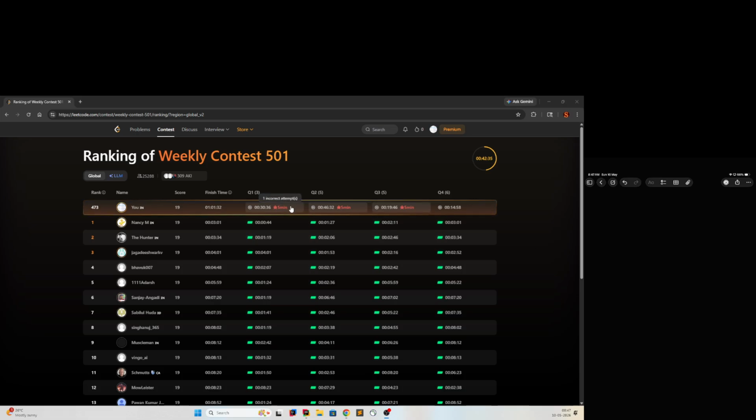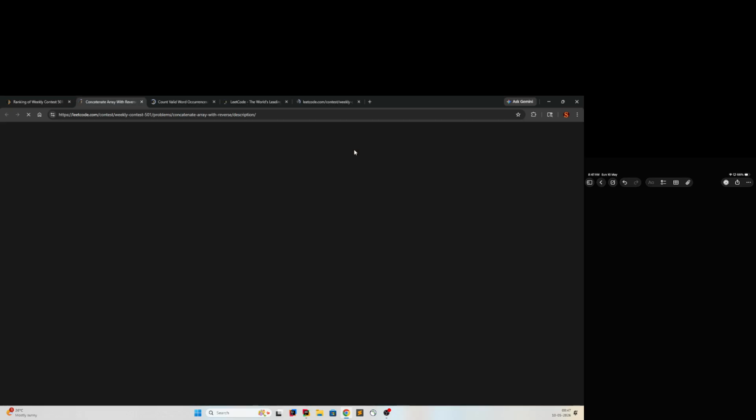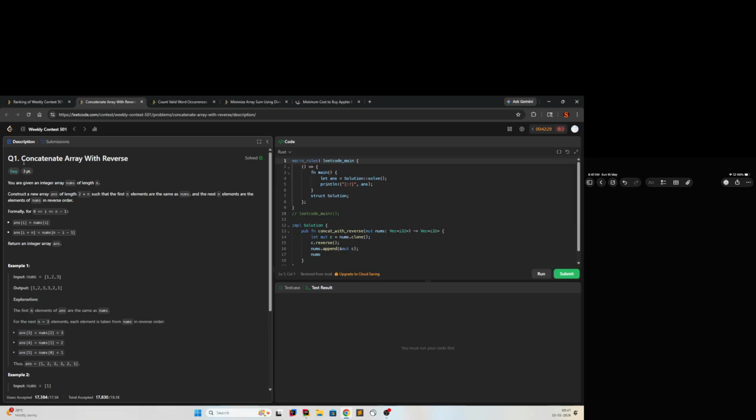Okay, so I have solved all four problems, got some really stupid penalties. That's fine. So let's go through them. So, concatenate array with reverse.